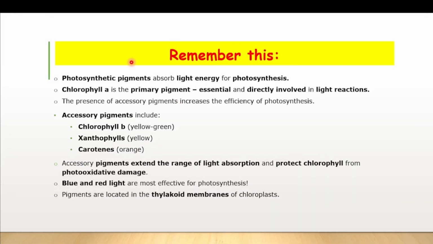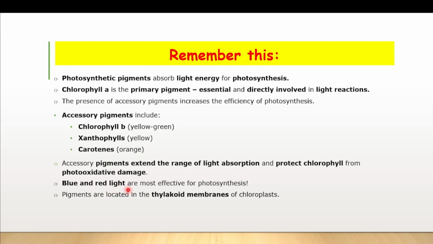Remember this, photosynthetic pigments absorb light energy for photosynthesis. Chlorophyll A is the primary pigment, essential and directly involved in light reactions. The presence of accessory pigments increases the efficiency of photosynthesis. Accessory pigments include chlorophyll B, yellow-green; xanthophylls, yellow; carotenes, orange. Accessory pigments extend the range of light absorption and protect chlorophyll from photooxidative damage.